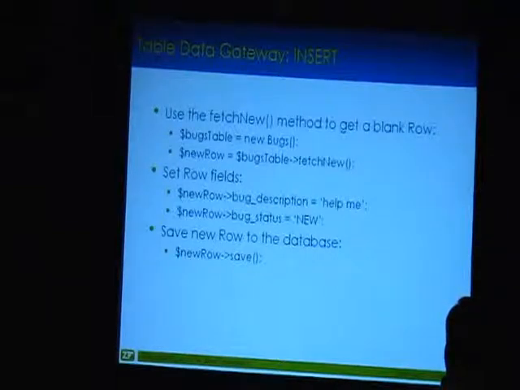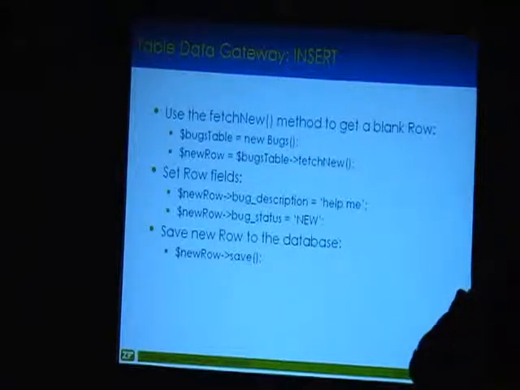Insert is very similar in usage, except in this case, you need an empty row. You need something to start with. So there is a method, fetch new, which doesn't actually fetch anything from the database. It just creates a row object which doesn't have any values in it yet. Then you can set those values using the setter interface. Call the save method. It knows that it's supposed to generate an insert statement instead of an update statement, post it to the database, and that's all.